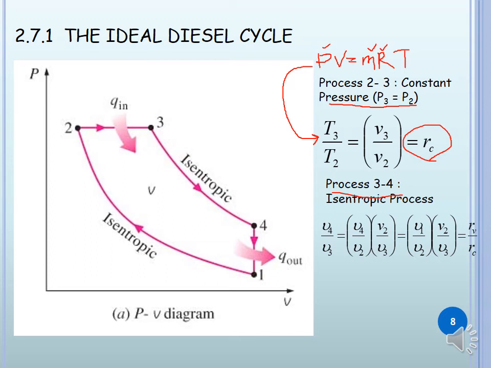And then process 3 to 4 is an isentropic process. Okay, so we know that V4 is equal to V1, and by substituting V2 in this equation, we can have the compression ratio. And therefore V4 over V3 can be replaced by the compression ratio over the cut-off ratio.